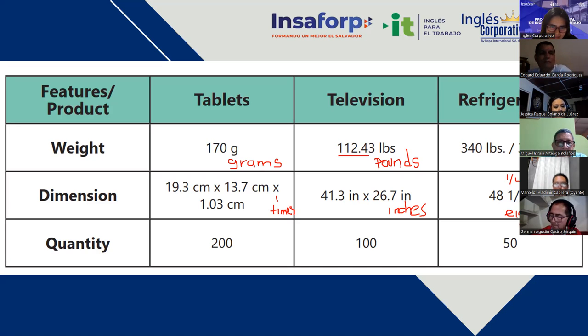How many tablets are there? 200 tablets. How many televisions are there? 100 televisions. How many refrigerators are there? 50 refrigerators, very good. There are 50 refrigerators, right? Now, let's move.